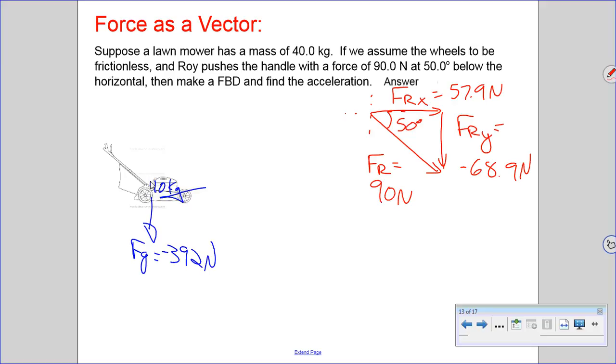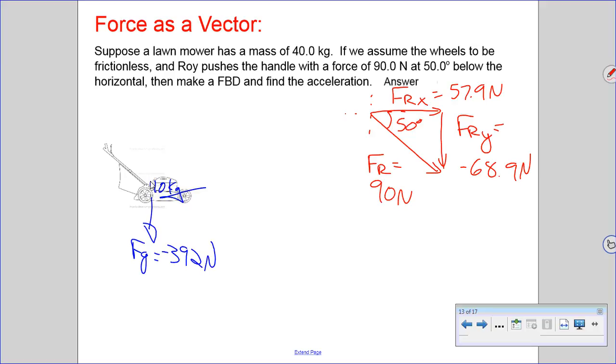Question, Ethan? So what's wrong with putting the vector here, even? For your free body diagram, no. But we're trying to find the acceleration, and we can't find the acceleration without finding these components.